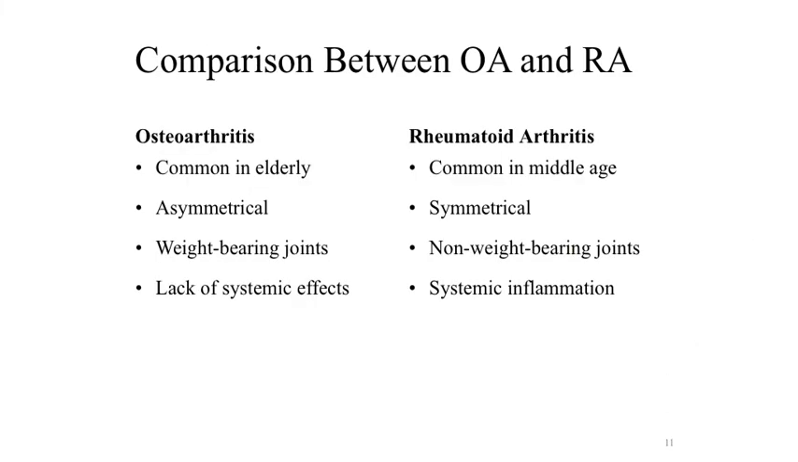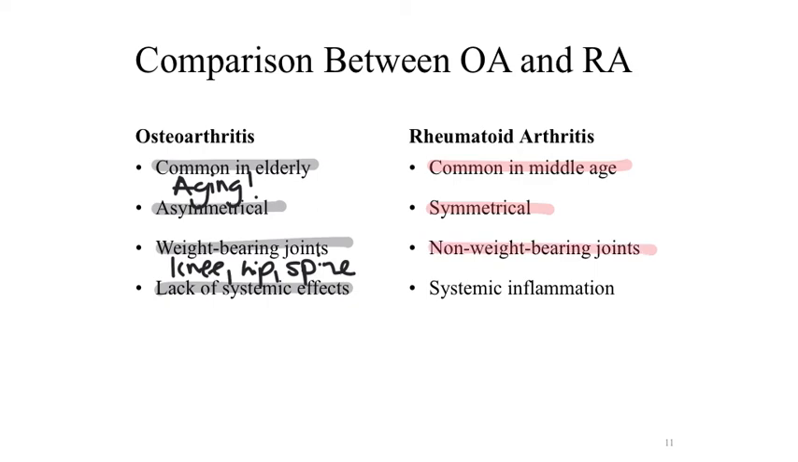Here I'm showing a comparison between some of the characteristic features of OA and RA. OA is common in the elderly, and aging is the single biggest risk factor. It commonly presents asymmetrically in weight-bearing joints such as the knee, hip, and spine, and is associated with no systemic effects or evidence of inflammation. In contrast, arthritis of RA is much more common in middle age and presents symmetrically across the body. It is more common in non-weight-bearing joints of the hands, wrists, and feet, and involves signs of systemic inflammation, like elevated ESR and CRP.